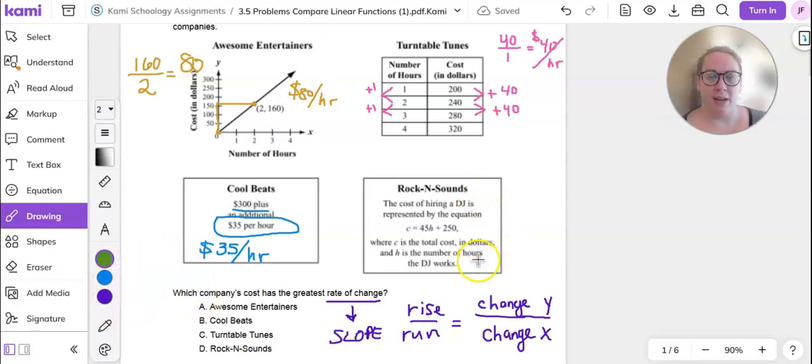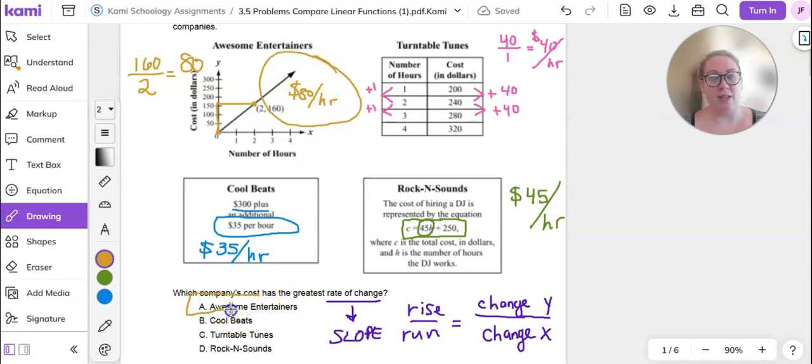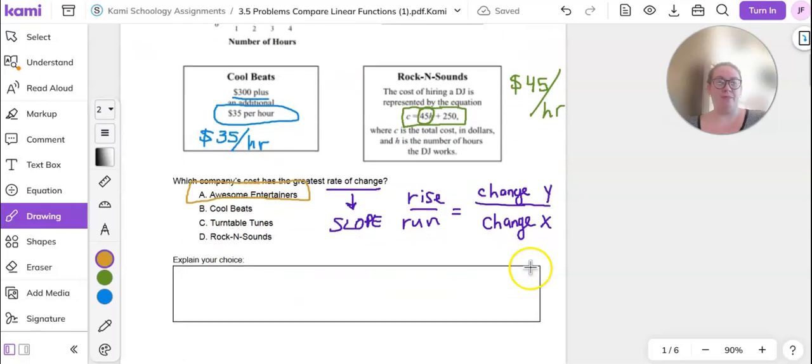And finally, Rockin' Sounds said the cost of hiring a DJ is represented by this equation. C equals 45H plus 250. C is the total cost. H is the number of hours. So whatever is in front of that input is our rate of change. So here it's $45 for 1 hour. So the greatest rate of change is going to be 80, which is Awesome Entertainers.